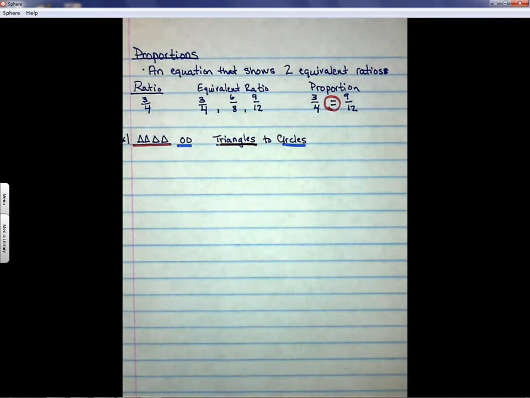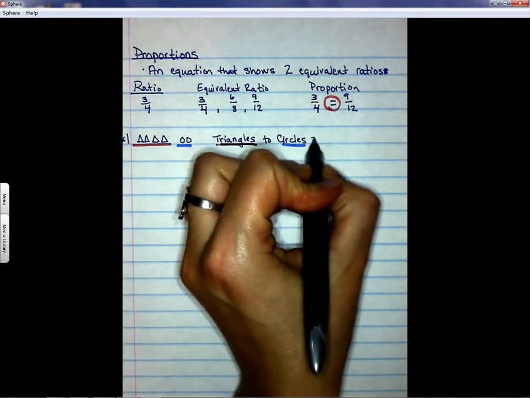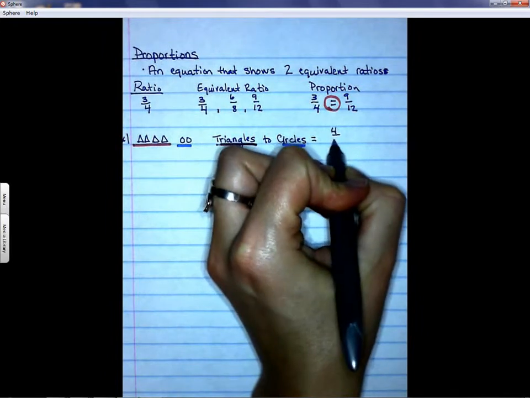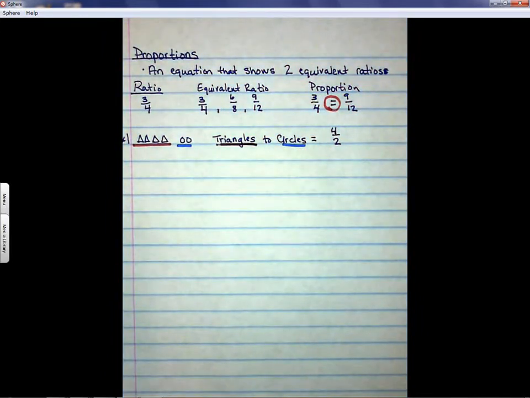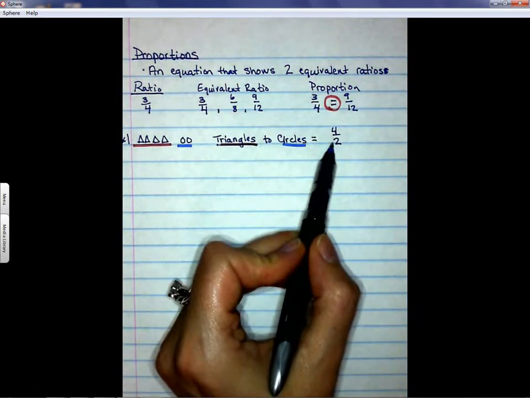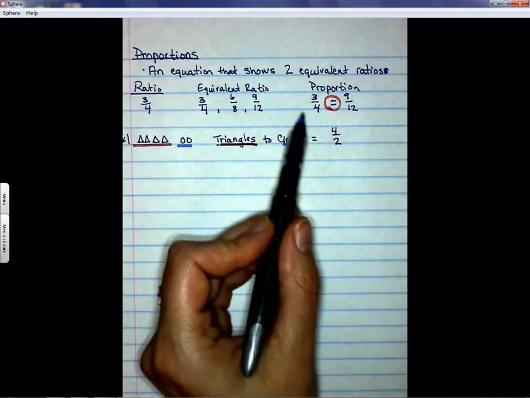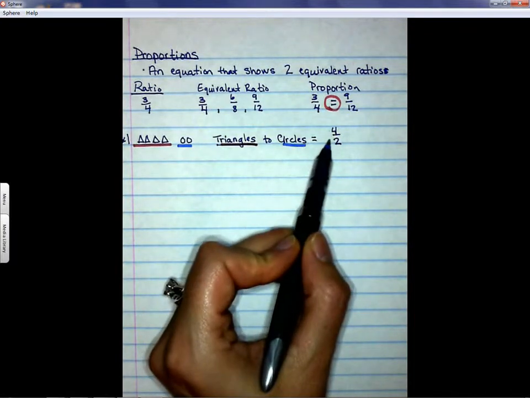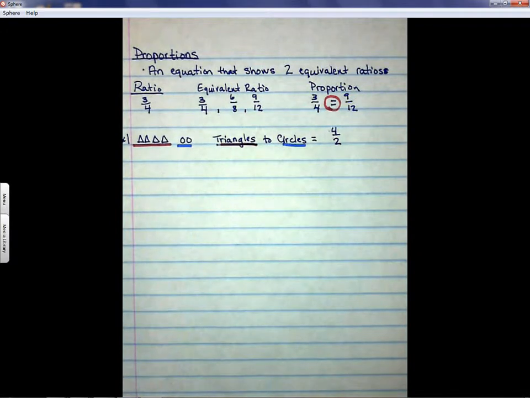Can you tell me the ratio of triangles to circles now? If you said 4 to 2, you are correct. Now remember, it's set up just like a fraction would be, but it's not a fraction. It's one quantity compared to another. Now, if I said to create an equal proportion, can you do that?